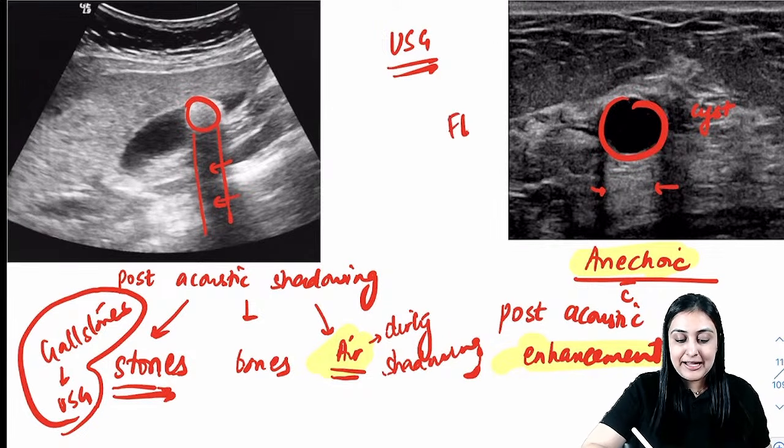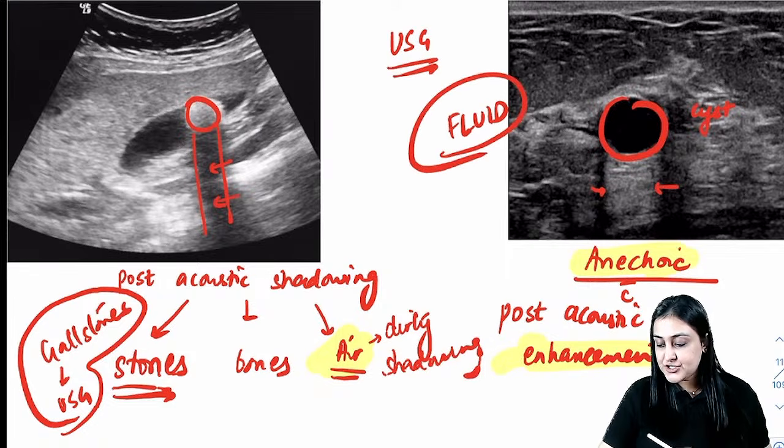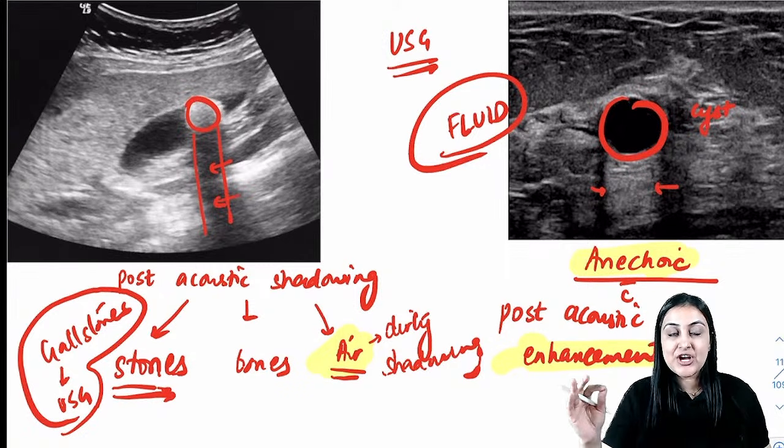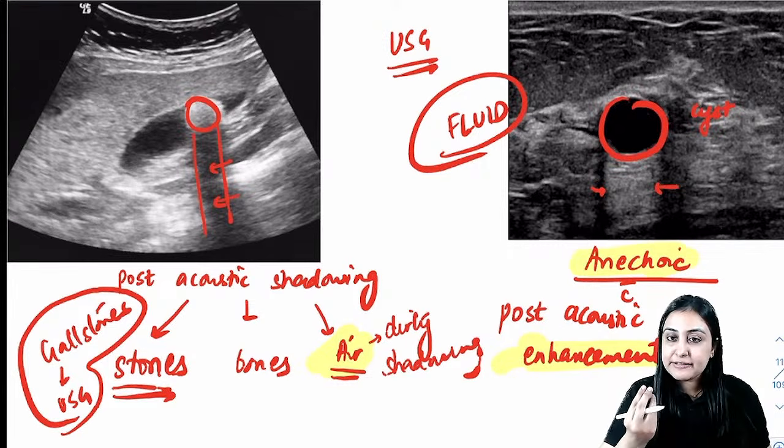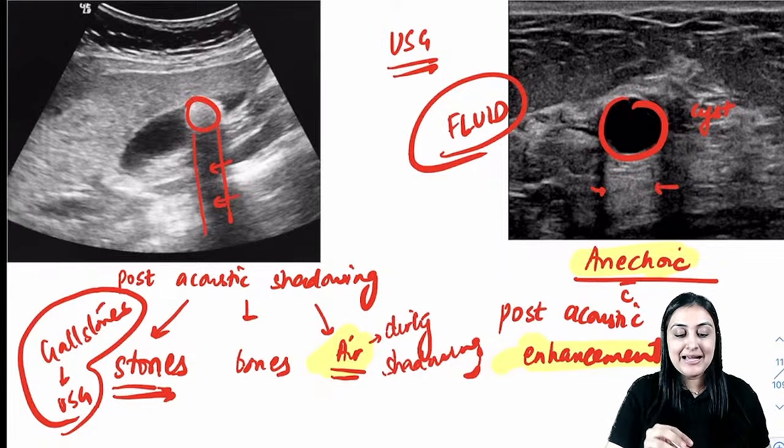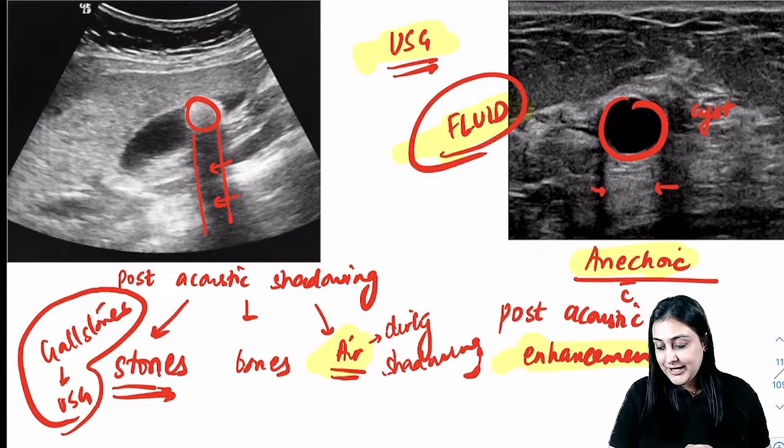So can I say for anything fluid, ultrasound is going to be the best? Yes, any fluid, whether it's a cyst or general fluid like ascites, pleural effusion, pericardial effusion, my thumb rule would be: anything fluid, best is ultrasound.